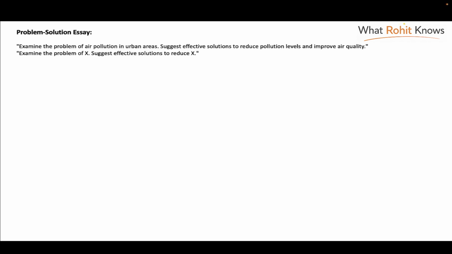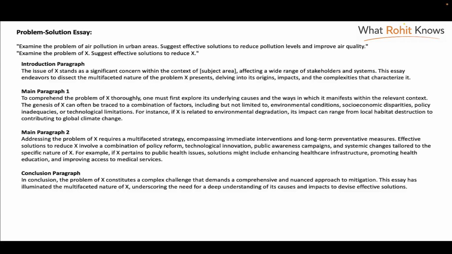This is how it might look like. Examine the problem of X and then suggest solutions to reduce X or to solve the problem of X. Here's the template. Now, what is X in our example? It is air pollution. So the issue of air pollution stands as a significant concern within the context of subject area. Now just identify the overall subject area. You can say within the context of livable urban areas, the context of global warming, something which is at a slightly higher level than the specific topic that you're dealing with.